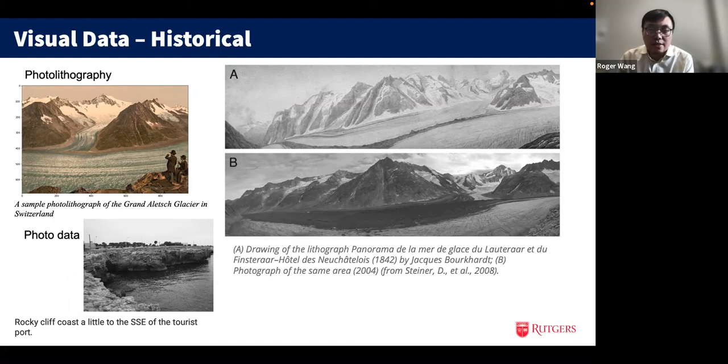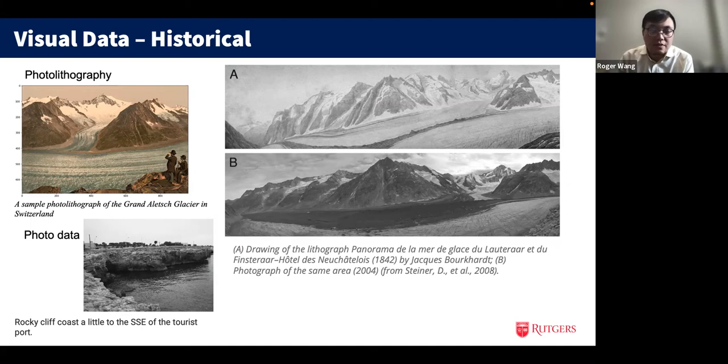Similarly, on the right-hand side, you can see two panels. The upper panel is a lithography panorama of a glacier. It was captured in 1842. At the same location and for the same area, people have taken a photo in 2004. So you can see the comparison between these two graphs, and you can see how the glacier's distribution changed over the years.